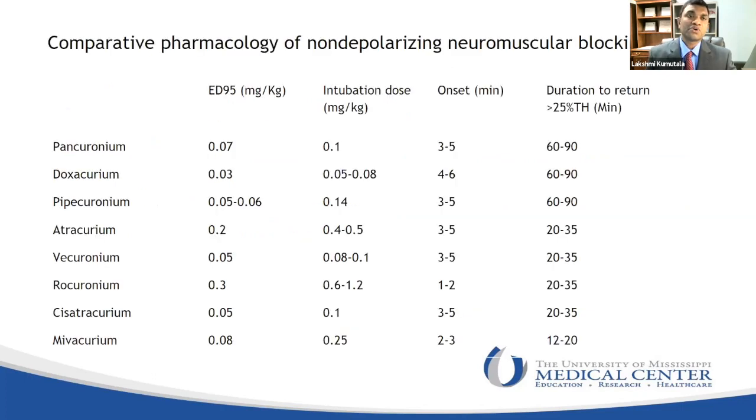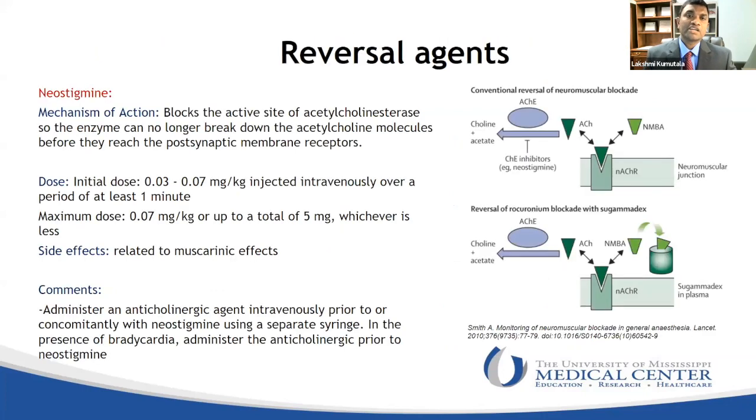This is the busy slide showing the comparative pharmacology of the non-depolarizing neuromuscular blocking drugs that we talked about. This slide shows the reversal agent. The most common reversal agent we use in practice is neostigmine. It blocks the active site of acetylcholinesterase, so the enzyme can no longer break down the acetylcholine molecules before they reach the postsynaptic membrane.